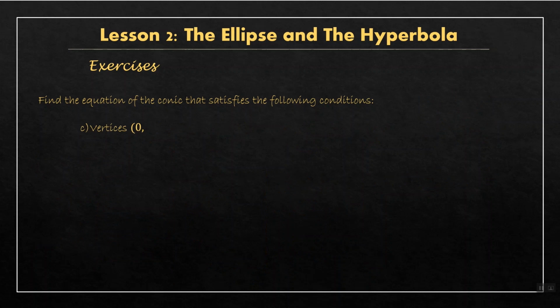Okay, let's do a third one. Find the equation of the conic that satisfies the following conditions. The vertices are plus minus 5 and the foci are plus minus 4. Okay, let's draw this. The vertices are always A, the foci are always C. So we have plus minus 4, this is 0, 4, and this is 0, minus 4. These are the foci. The vertices are here, 0 and 5, 0 and minus 5.